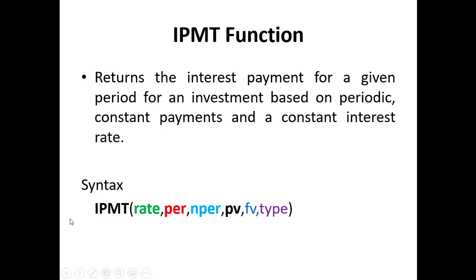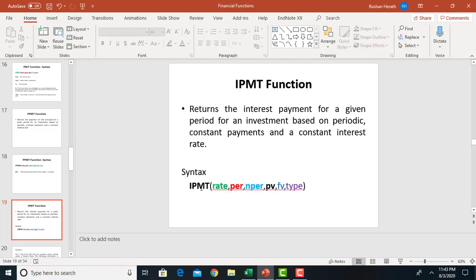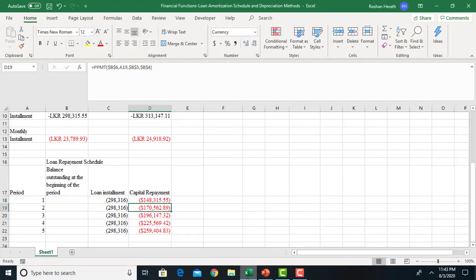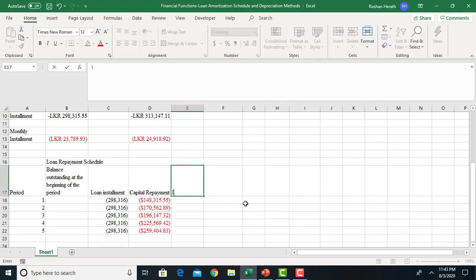Again, the information you are supposed to enter in this IPMT function is nothing different from the PPMT function. Here you will have the same. So therefore we may go and apply this IPMT function. You can take that it is about the interest of the loan. So interest.